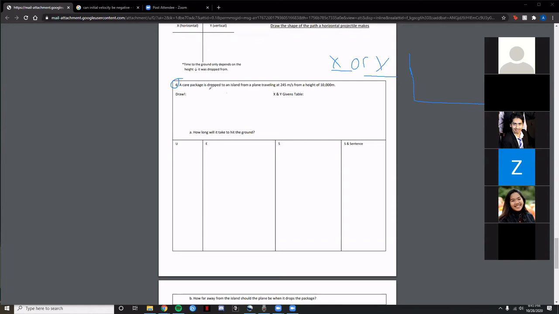So you have a care package. A care package is dropped to an island from a plane traveling 245 meters per second from a height of 10,000 meters. So over here, I'm going to break this into two things on the left side, X and Y. These are going to be my givens. So I know the plane is traveling 245 meters per second, so I know velocity on X equals 245. I know that the height or the distance for Y equals 10,000 meters.